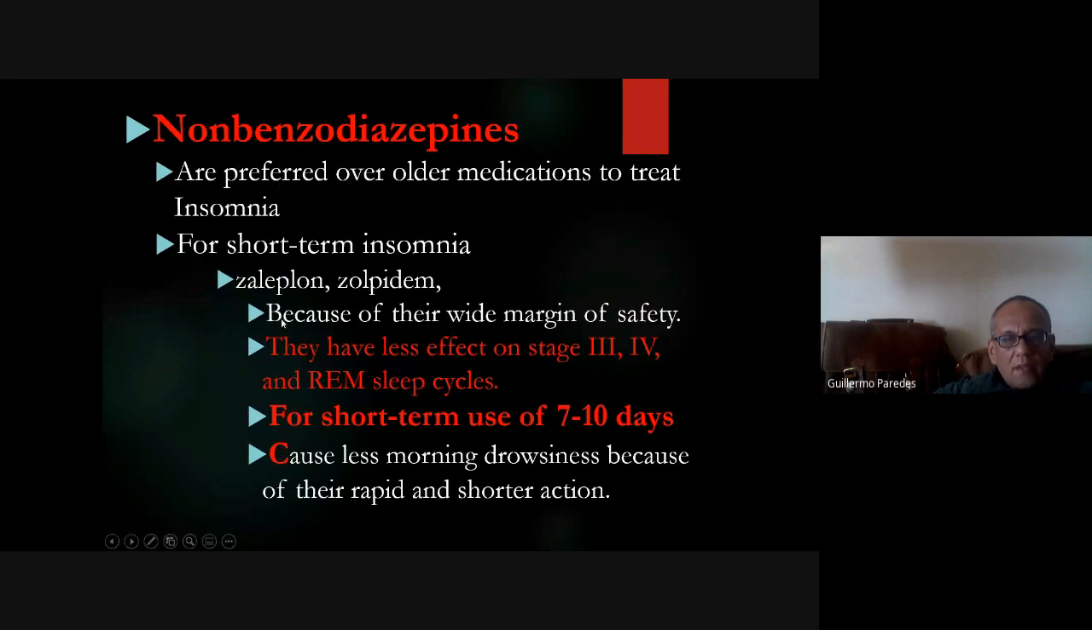Non-benzodiazepines have less effect on stages 2 and 4 and REM sleep cycles. For short term, about 7 to 10 days is used.